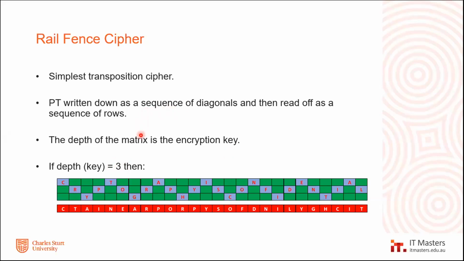Then once we've done that, we read off the ciphertext just by simply reading across the rows. So cryptography is confidential becomes CTAINEA RPORPYS, and so on and so forth. And you're left with this ciphertext here.